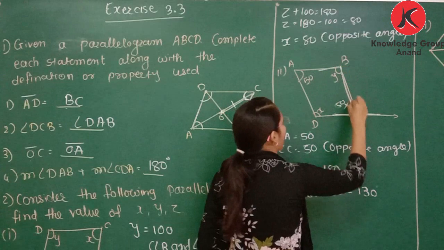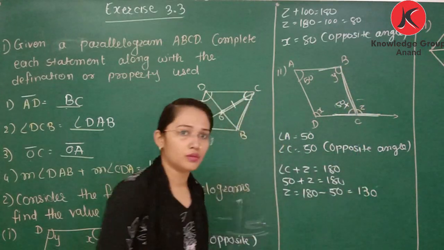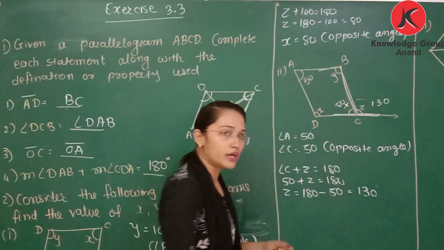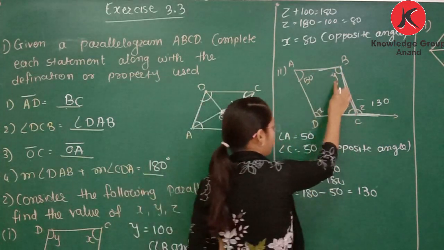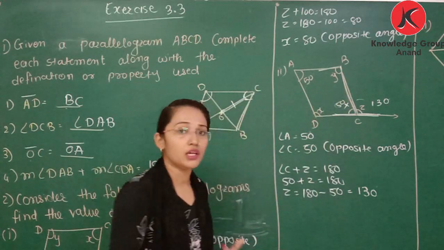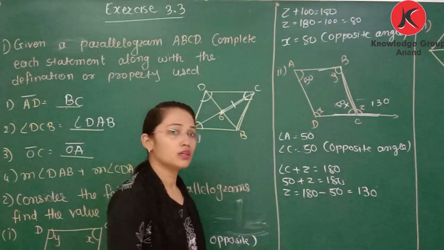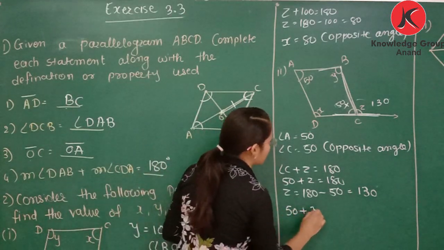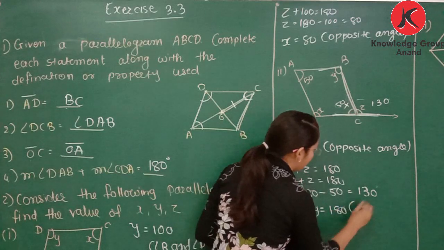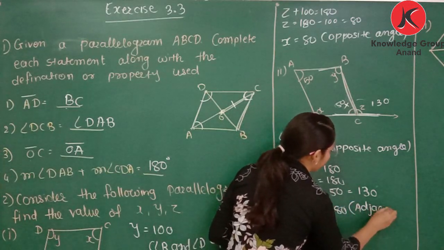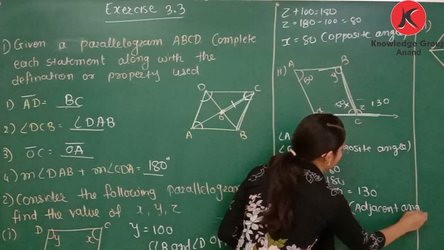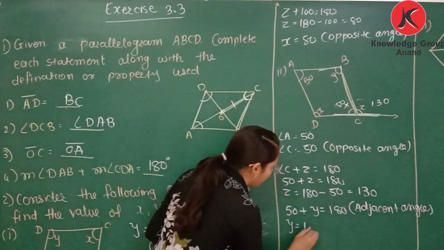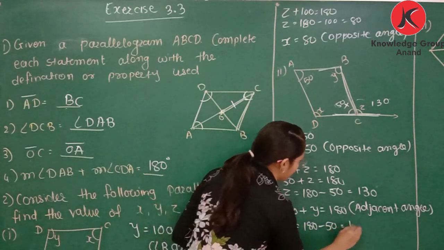Now if you consider this alternate angle, you can use any property. If this is 130, this is also 130 because alternate angle, or you can apply 50 plus y is equal to 180. Reason: because they are adjacent angles supplementary. So you can write 50 plus y is equal to 180, adjacent angles supplementary. Clear? So what will be y? 180 minus 50, that is 130.